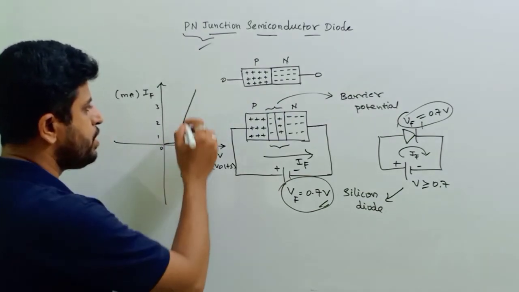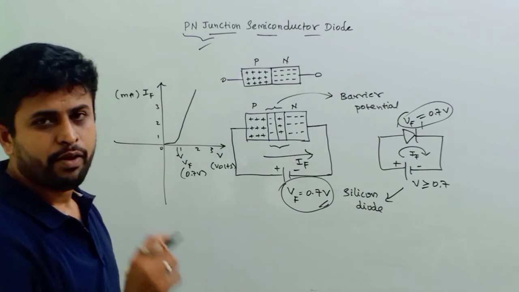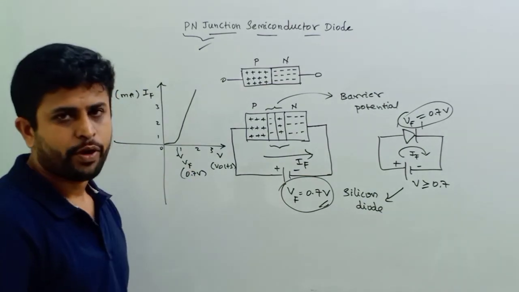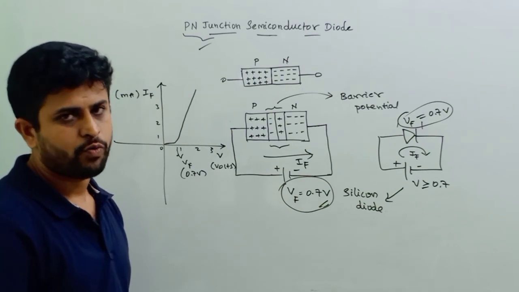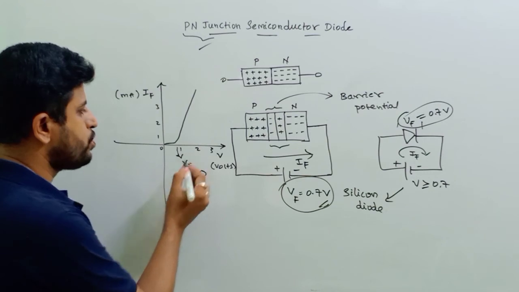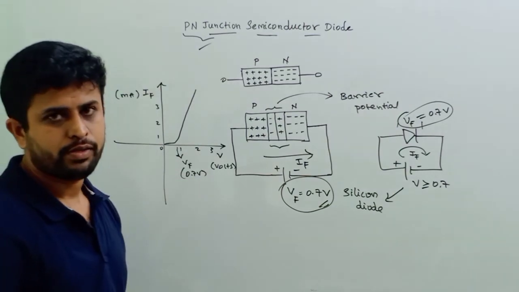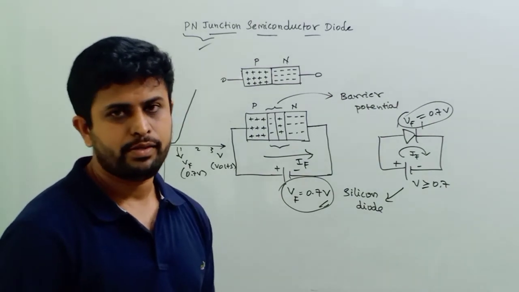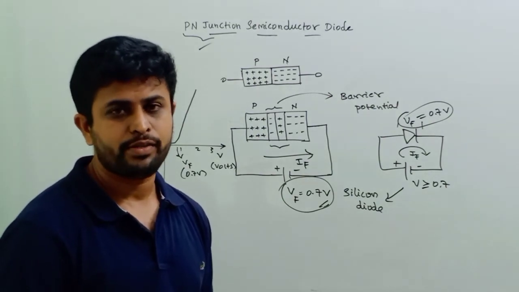So here you can see how the current increases when the supply voltage is equal to or greater than 0.7 when the diode is forward biased. So this is the forward characteristics, how it looks when we plot this in a graph. Okay, now let us see what happens to the diode when it is reverse biased.